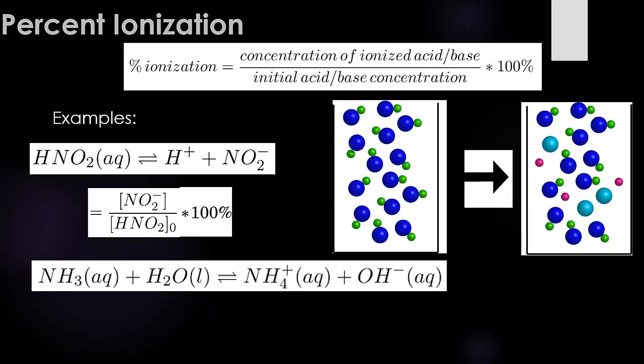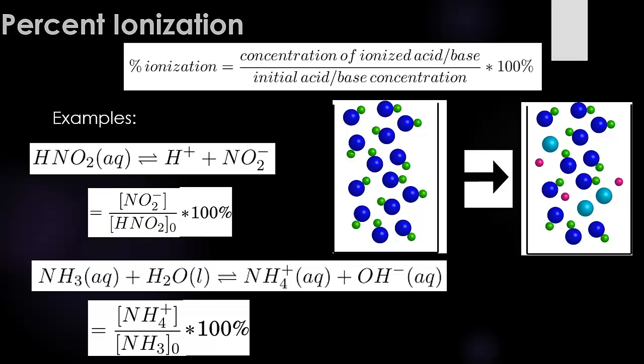Now let's do the same thing for the ammonia, or the base. Here we put the ionized quantity, the NH4+, over the initial amount of NH3 and multiply by 100%. Be careful to note that this is the initial amount of acid or base, not the equilibrium value like for Ka or Kb.